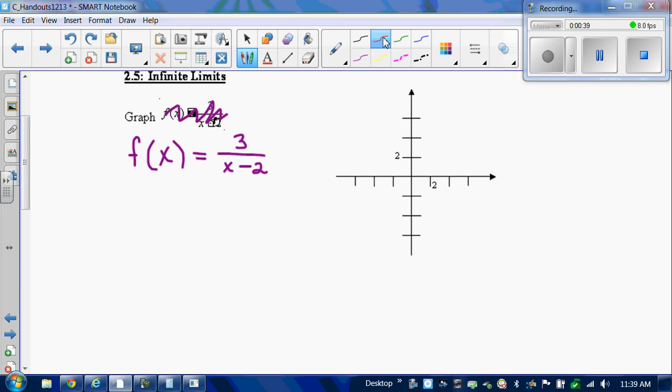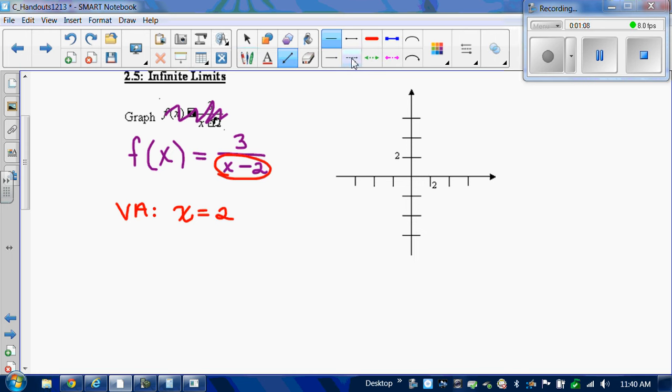So, first of all, what can x not be? That's always what you want to think about first. And that would be x cannot be 2 because that makes the denominator equal 0. So we know immediately that we have a vertical asymptote of x equals 2. Don't forget, it's a line, so you need to put x equals 2. Alright, so we're going to put a vertical line at x equals 2.